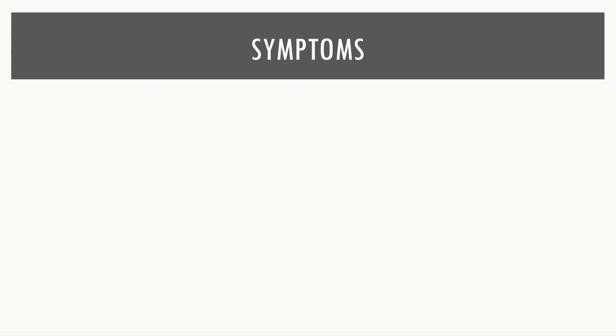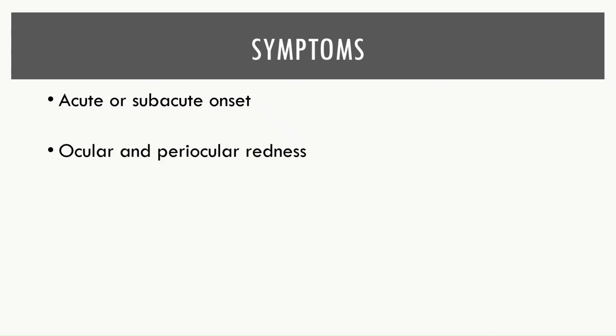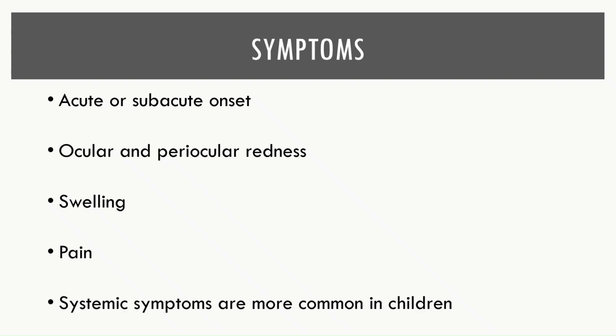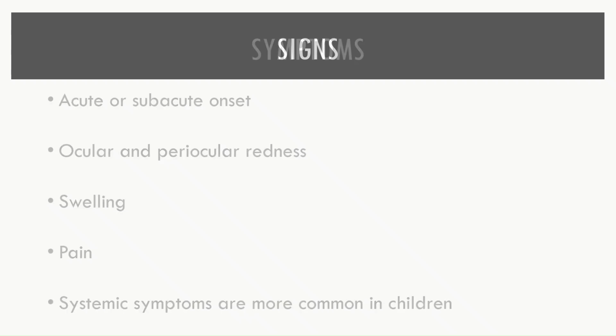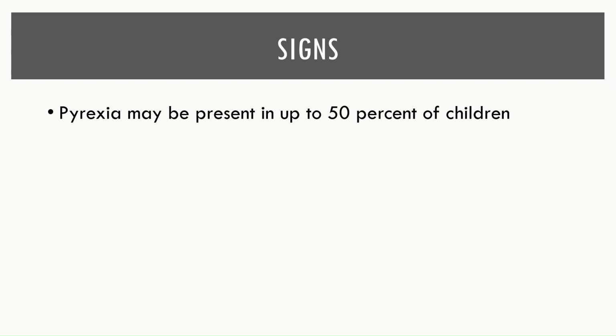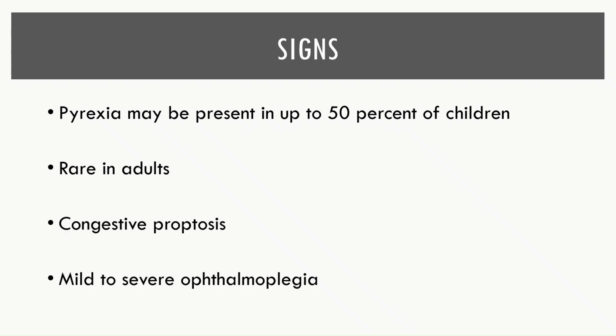Symptoms typically consist of acute or subacute ocular and periocular redness, swelling, and pain. Systemic symptoms are common in children. Signs. Pyrexia may be present in up to 50% of children, but is rare in adults. Congestive proptosis, mild to severe ophthalmoplegia.